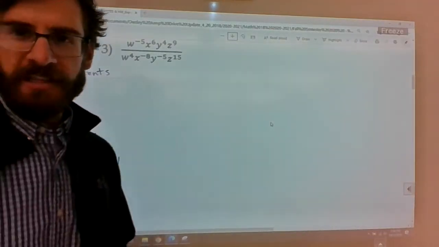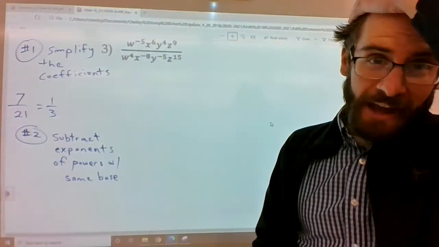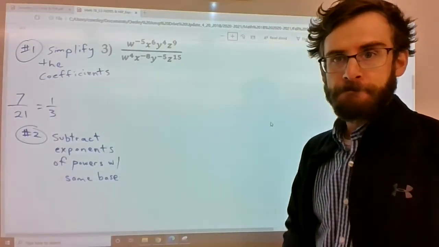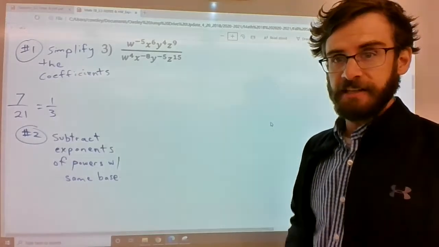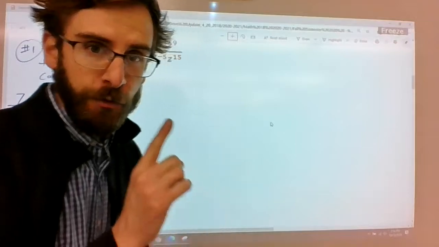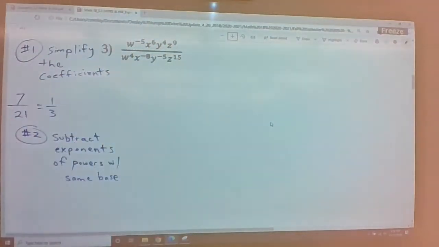All right, now this one's a little bit tricky. We have negative exponents at the very beginning of the problem. We can fix that very easily. If it's a negative exponent, it's in the wrong part of the fraction.